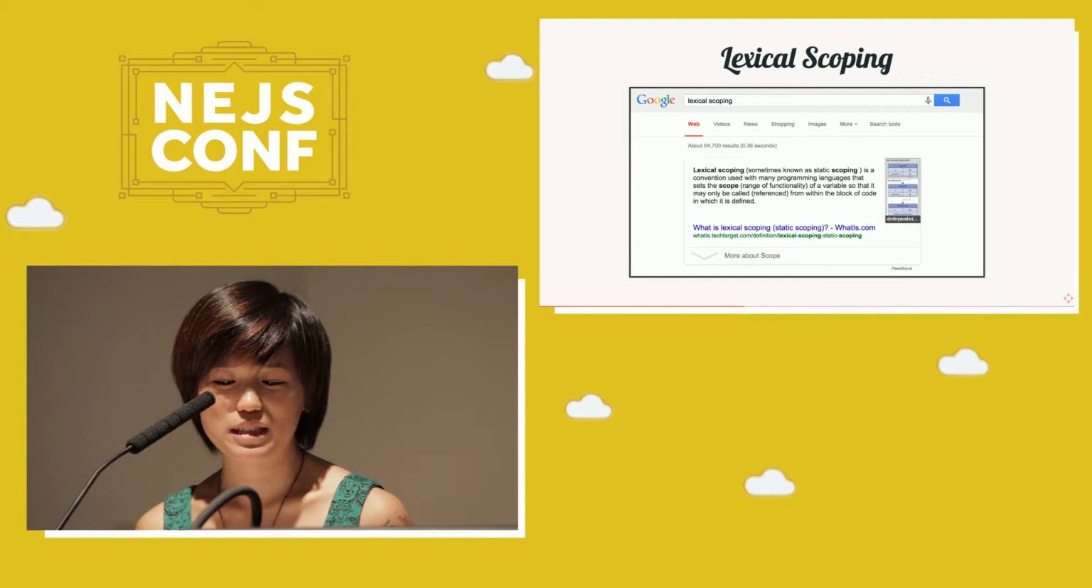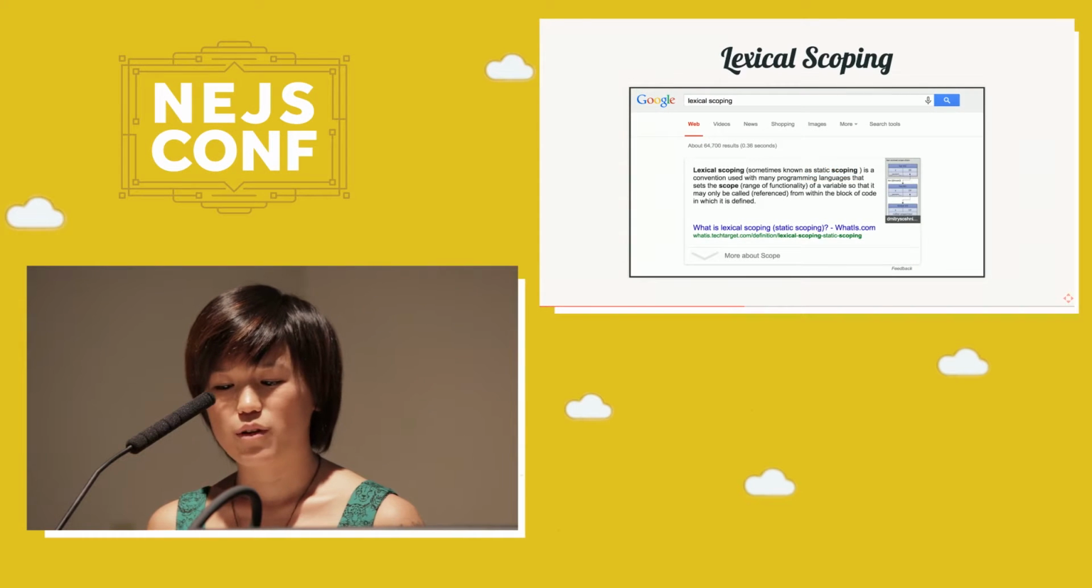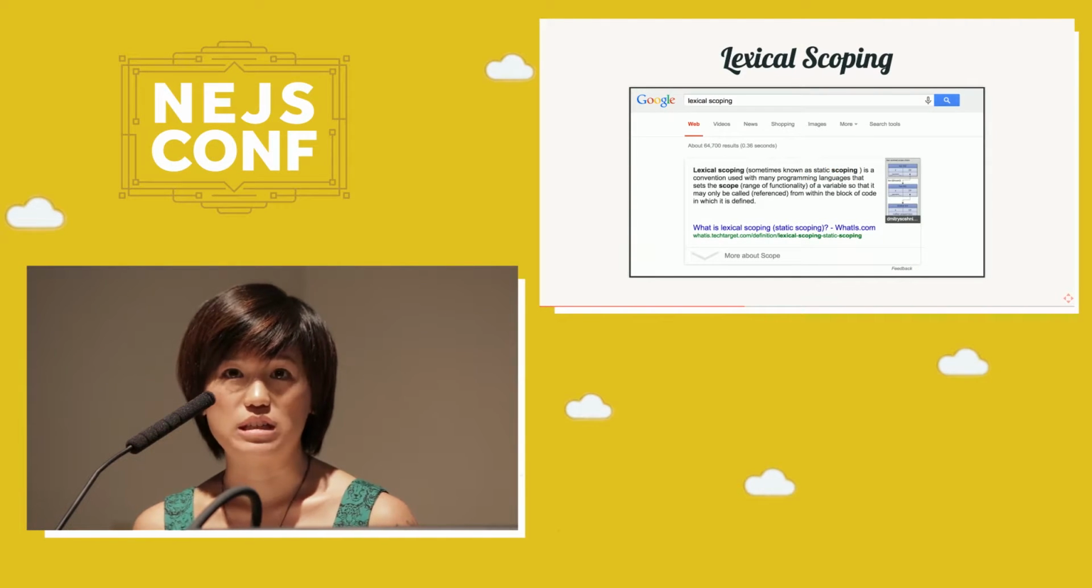And we'll see that Google says lexical scoping, sometimes known as static scoping, is a convention used with many programming languages that sets the scope or range of functionality of a variable so that it may only be called or referenced from within the block of code in which it is defined.